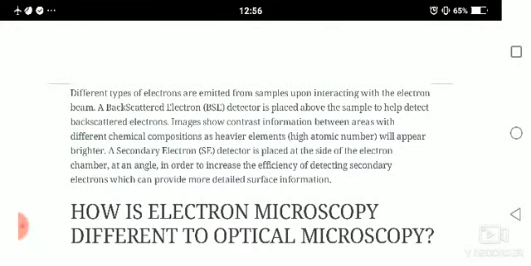Different types of electrons are emitted from samples upon interacting with the electron beam. A backscattered electron detector is placed above the sample to help detect backscattered electrons. A secondary electron detector is placed at the side of the electron chamber at an angle in order to increase the efficiency of detecting secondary electrons.